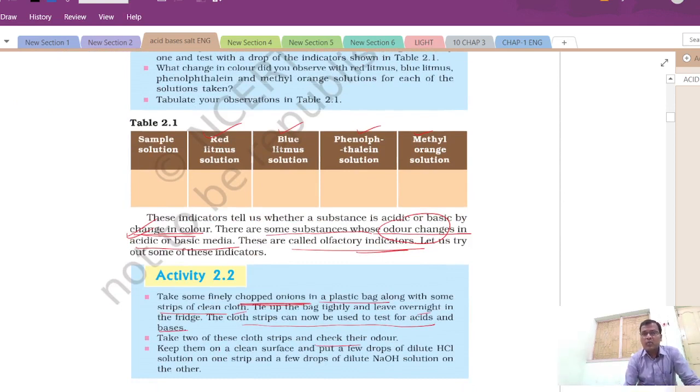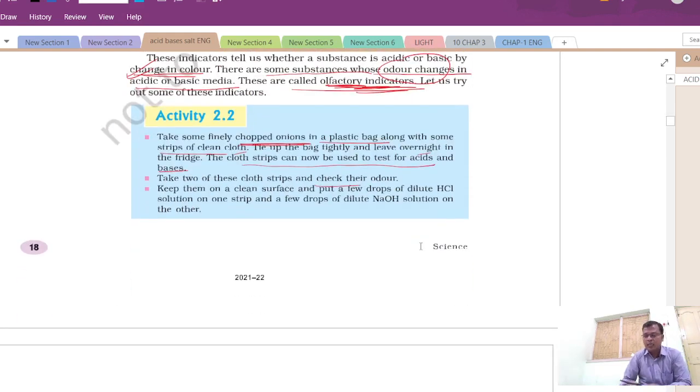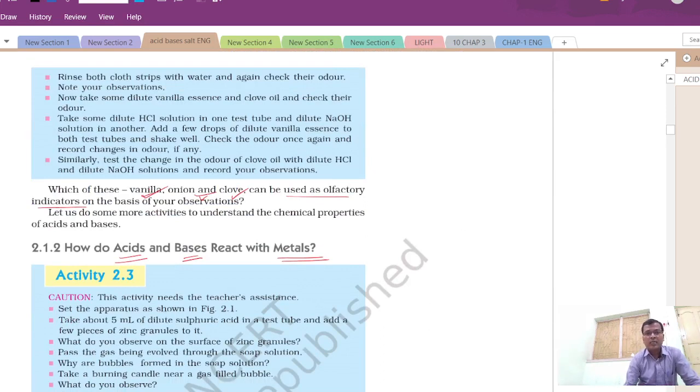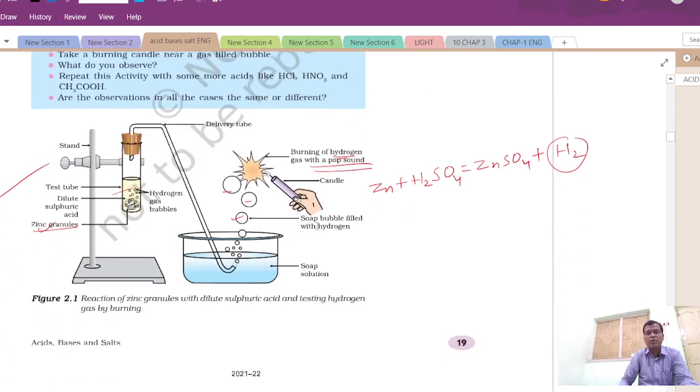Some indicators change their odor. These are called olfactory indicators. Remember, this is very important: olfactory indicators. Some examples of olfactory indicators are vanilla, onion and clove. These are olfactory indicators because they change their odor when they react with acids or bases.